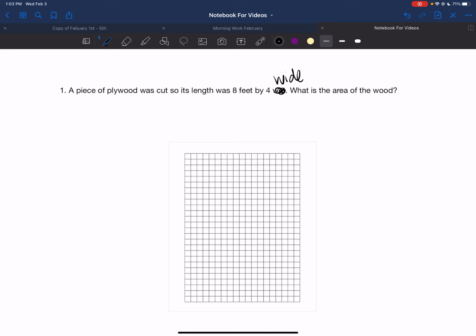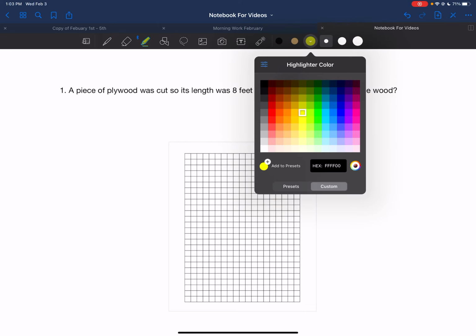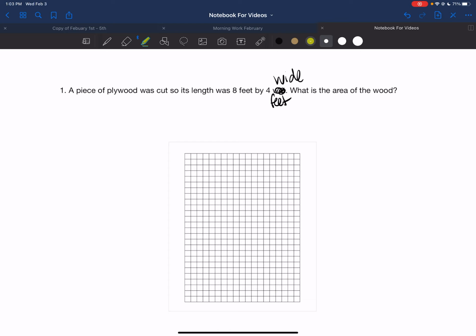A piece of plywood was cut so its length was 8 feet by 4 feet. That should say feet, not. What is the area of the wood? So I'm going to read it again, and this time I'm going to highlight the important information. A piece of plywood was cut so its length was 8 feet by 4 feet. What is the area of the wood? So I want to know the area.